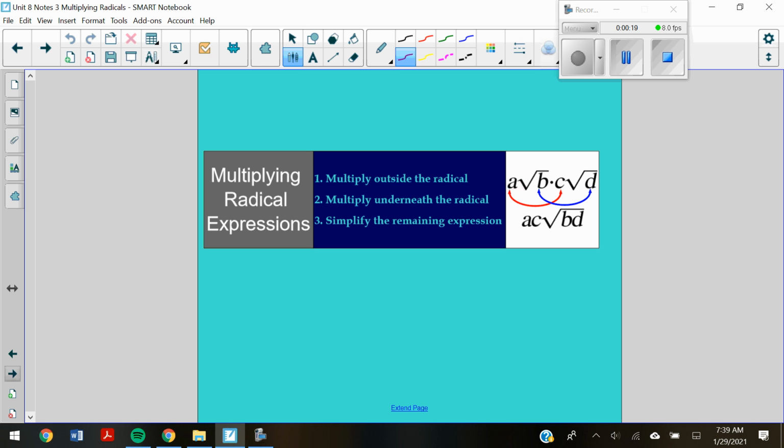So, multiplying radical expressions. You multiply the outside of the radical, so like that A times C, that red arrow, those are both outside of our radical. And then multiply underneath the radical. So that's like our B and our D, the blue arrow. Those need to be multiplied together. And then 3 says simplify the remaining expression. So if this B times D can be broken down like we did in 8.1 and we did again in 8.2, then you'd want to break those down.